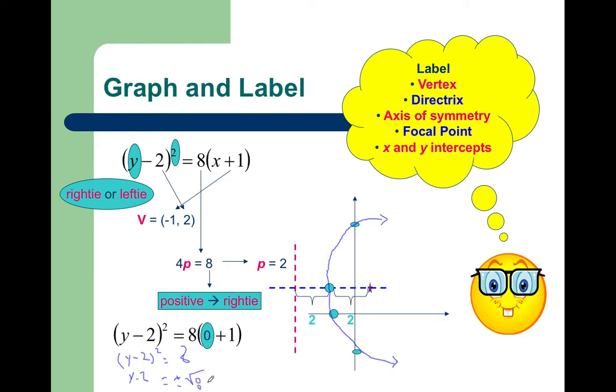Some of you will write that as 2 root 2. Fine. You don't have to do that for me. Getting y by itself, y is equal to 2 plus or minus the square root of 8. So when x is 0, y is 2 plus the square root of 8. When x is 0, y is equal to 2 minus the square root of 8.